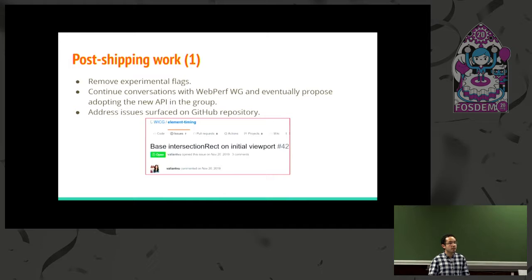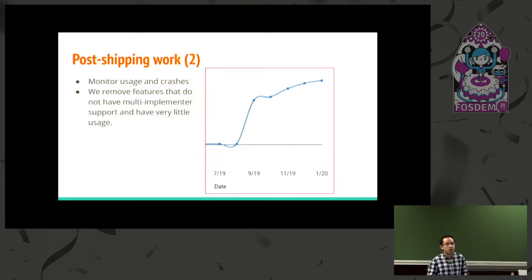Then we also want to continue the conversations in the WebPerf working group, because we're not shipping a Chrome API, we're shipping a web platform feature. So what do we want? We want everyone to implement and ship the new feature, right? And we address issues that are surfaced on the GitHub repository. So that's one example there. In addition to that, we monitor usage and crashes. You can't tell from the screenshot if that's usage or crashes, but obviously it's going a little upwards, so I'm going to say it's usage, right?